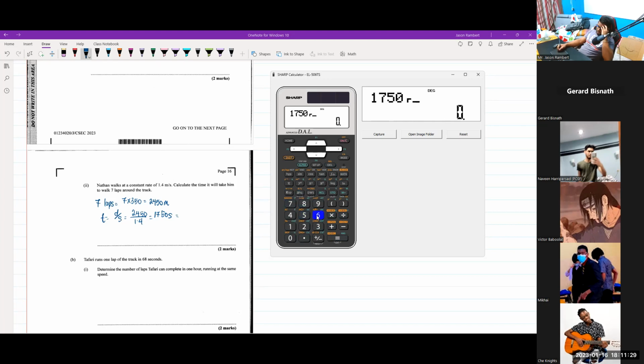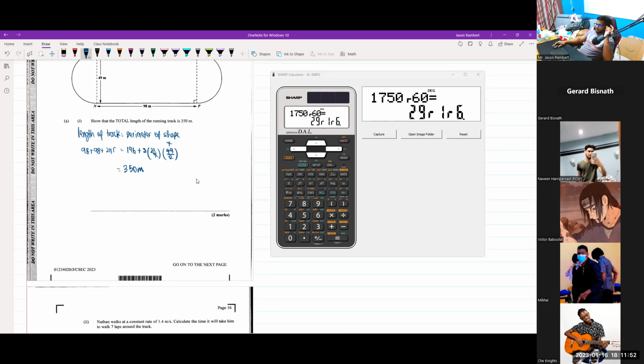1750 divided by 60, 1750 over 60, gives 29 and 1/6 minutes. So what's the answer for part 1 again? 300. Alright, thanks.